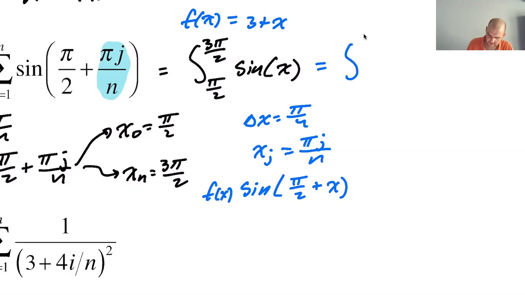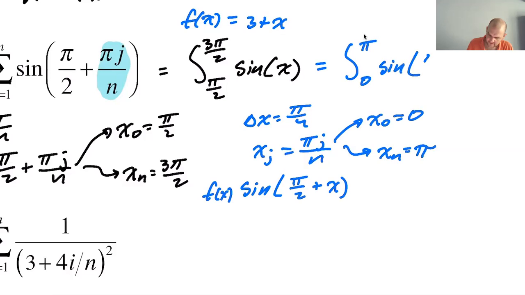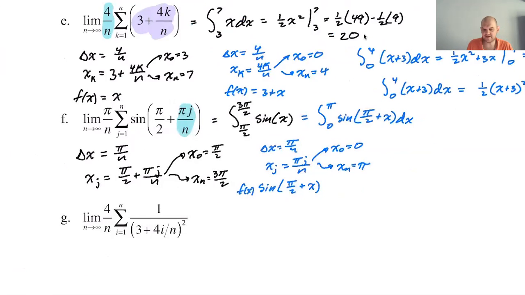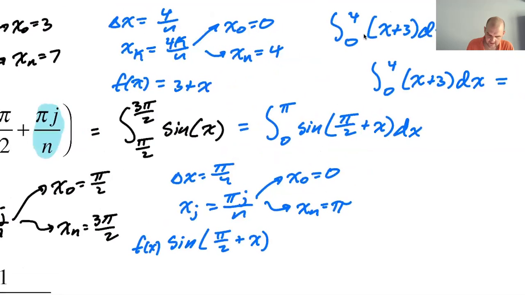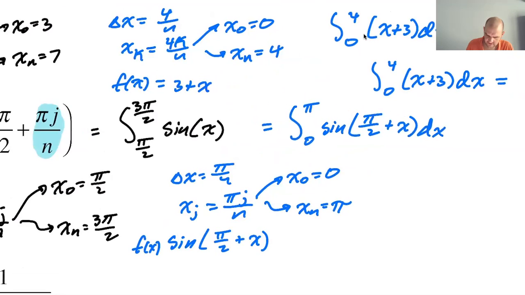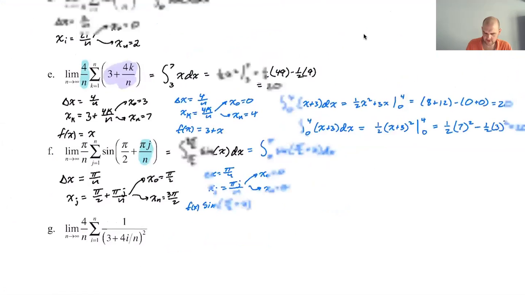So x0 is 0, xn is pi. Just go from 0 to pi of sine of pi over 2 plus x dx. We can check on a calculator, but you can kind of see that they're going to be equivalent. If u is equal to this, then when x is 0, you get pi over 2. When x is pi, you get 3 pi over 2, and it's like sine of u. Ooh, somebody forgot a dx. Let's make that fix. Dx. Here we go.